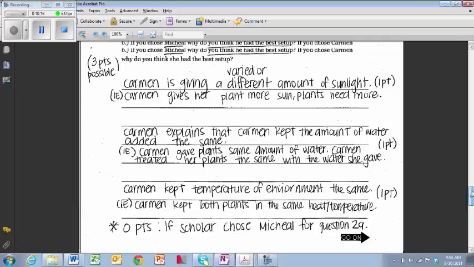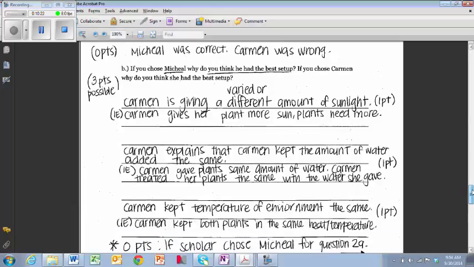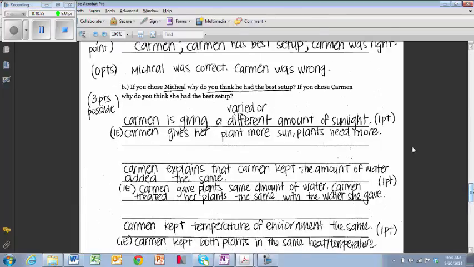If they pick Carmen, though, they can be awarded up to 3 points, really explaining their answer thoroughly, saying that Carmen gave a different or a varied amount of sunlight. Carmen also kept the water amount constant or the same, and then also that Carmen kept the temperature the same. This may look like bullet points, it may look like a paragraph. As long as they have those 3 points, they can be awarded a point for each.